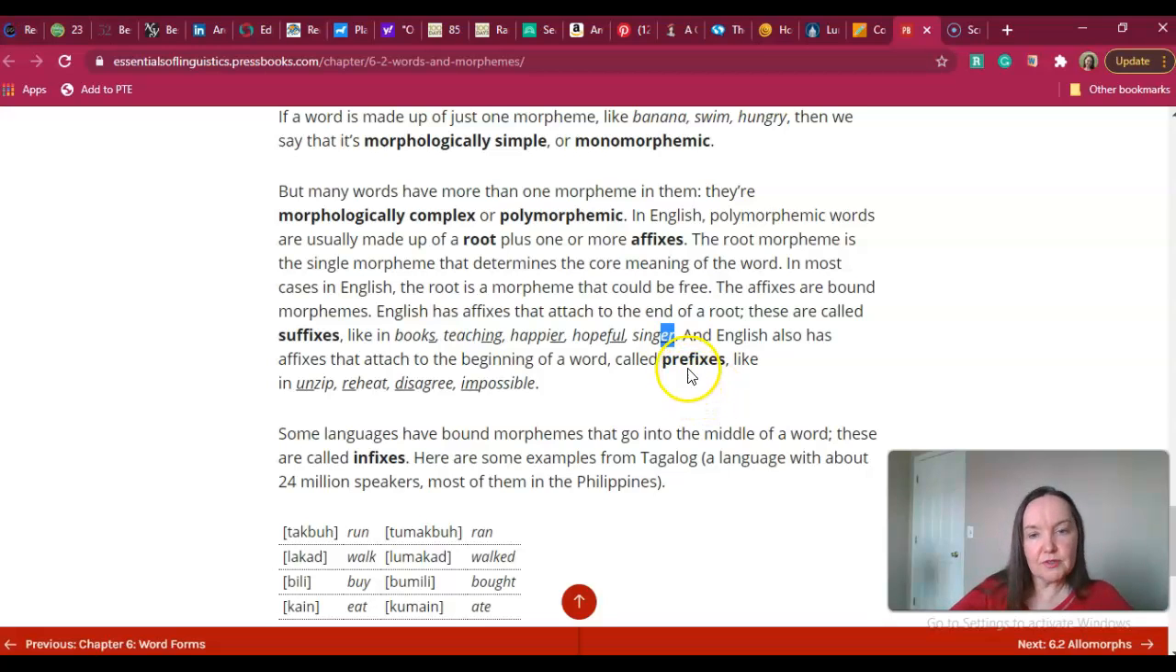Of course, we also have lots of prefixes in English, another category of bound morpheme. So unzip, it makes it the opposite, right? Reheat means to do that activity again. Disagree makes this opposite. Impossible also makes it opposite. We have several of these prefixes that turn a word from its affirmative into its negative meaning.